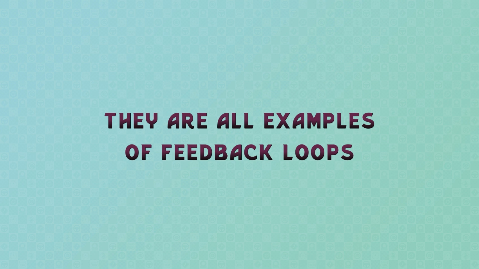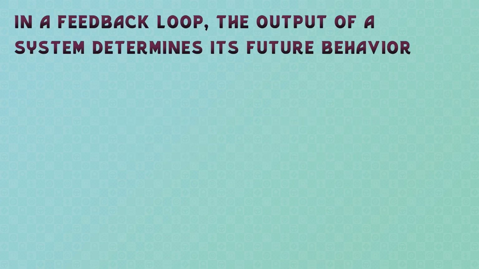So we're going to look at the definition of cybernetic feedback loops first, before we apply that knowledge to game design. Basically, a feedback loop is a system where its own output determines the behavior of the system in the future. That sounds a bit complicated, so let's make it simple.